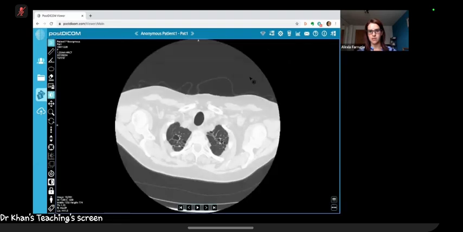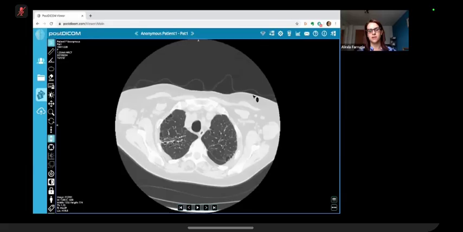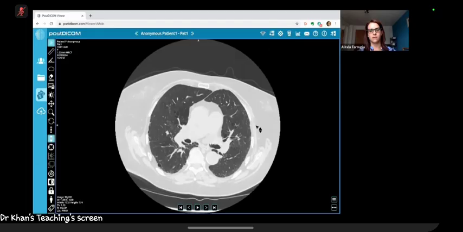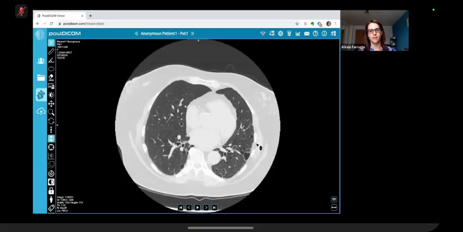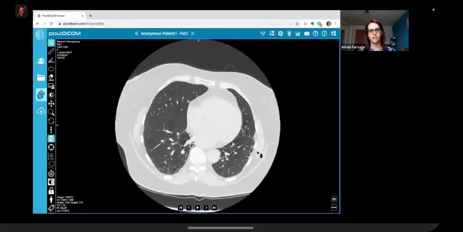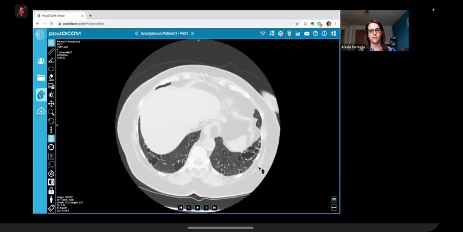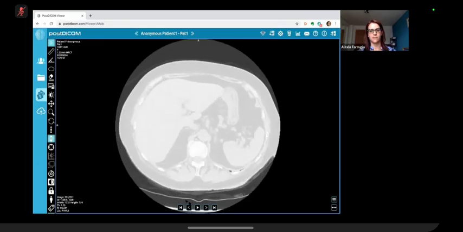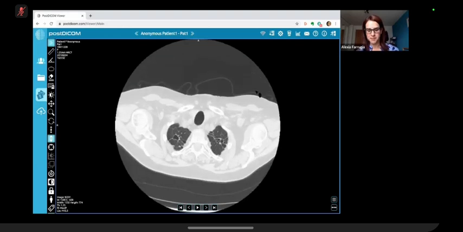Okay. So I'll scroll through and look at the lungs. And then we'll scroll through again. And you can tell me what you think. Okay. Do you think you have seen the abnormality?